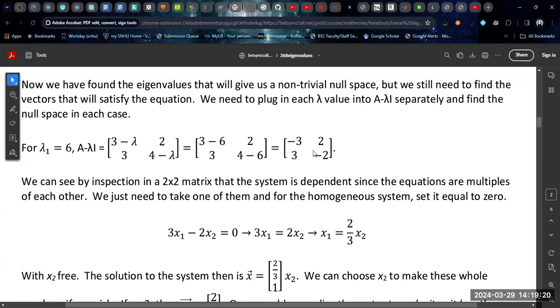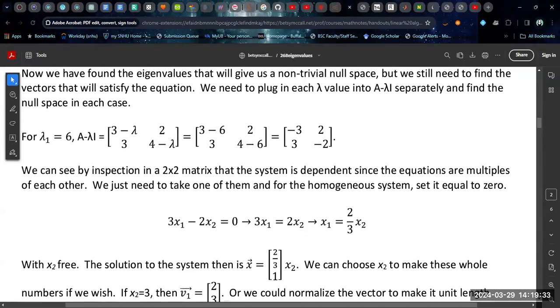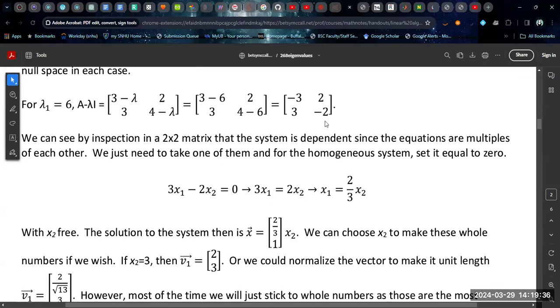Now, because these are obviously dependent, they're just multiples of each other. The top one times minus 1 gives me the bottom one. I only have to use one equation to satisfy the entire system. And so I'm going to pull out the bottom one just because it leaves my sign positive here. So I get 3x1 minus 2x2 is equal to 0, because remember, our system is homogeneous in this configuration. And so that means that 3x1 is equal to 2x2. And the relationship between x1 and x2 is that x1 is equal to 2/3 x2.